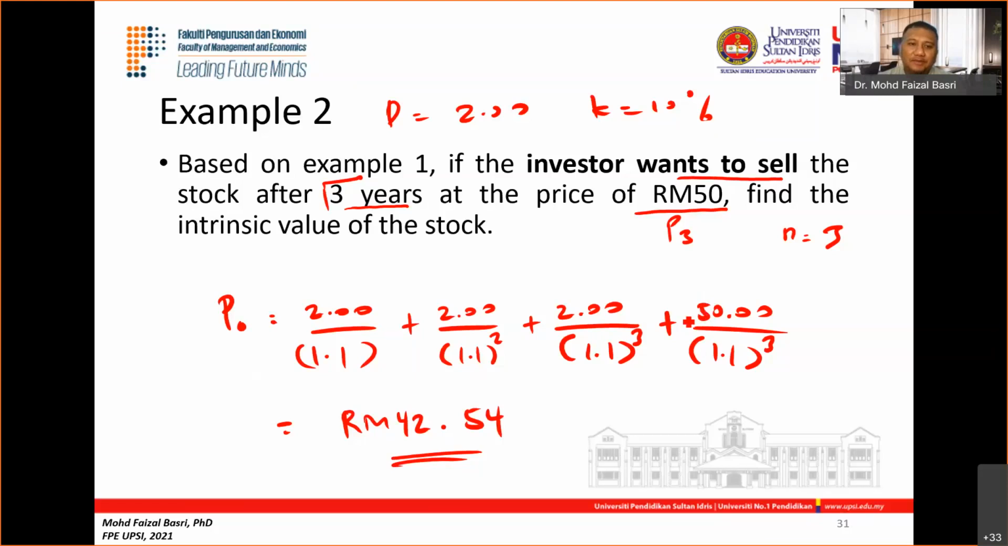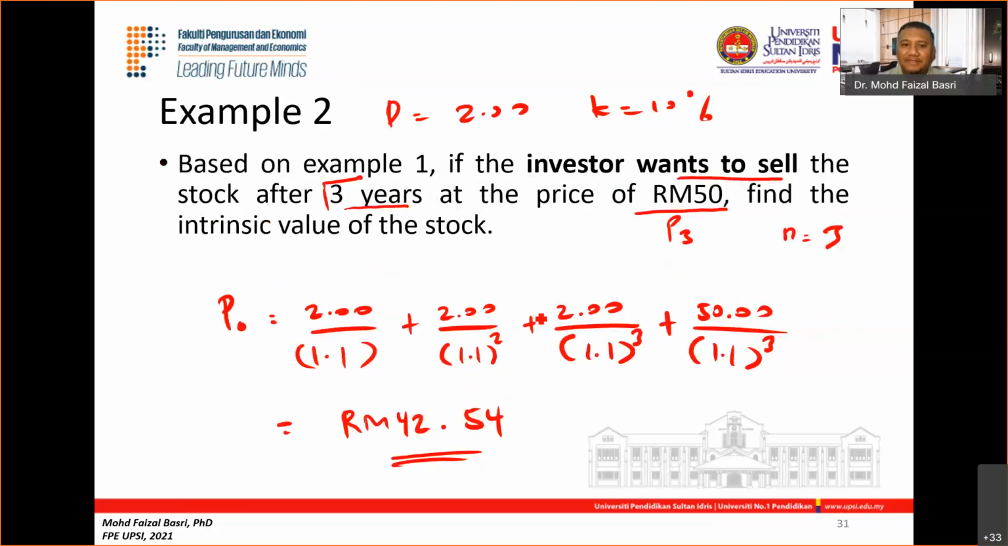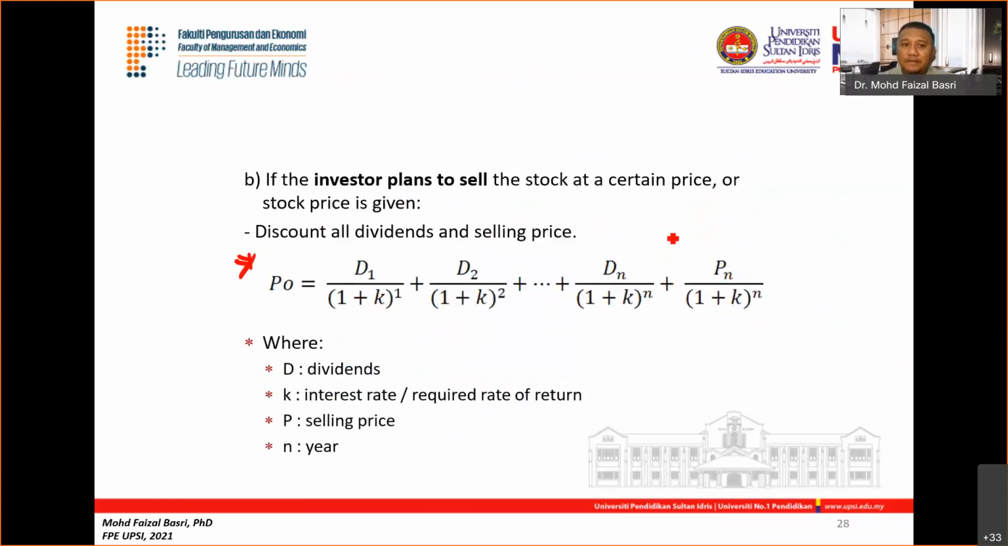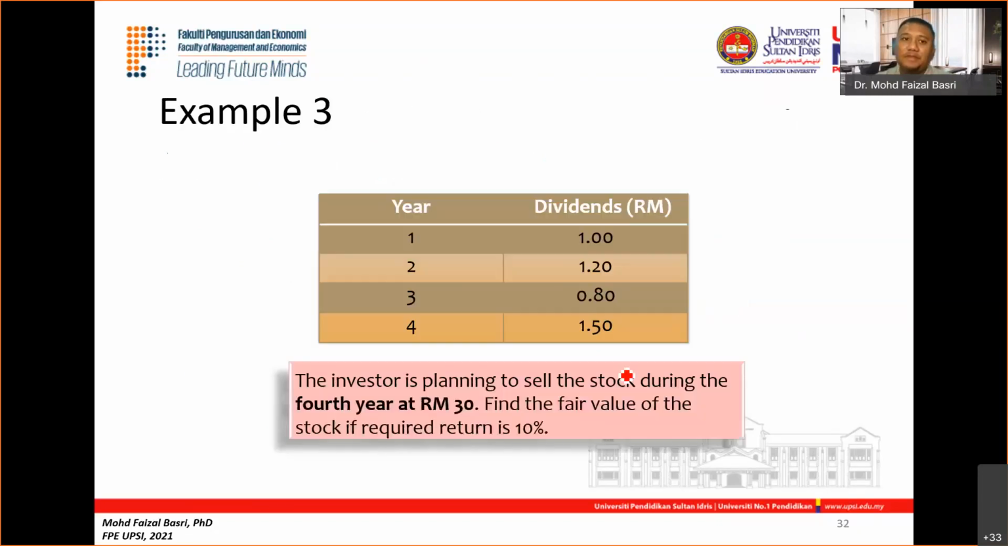Moving on to the second model. Okay, we're going to use the same formula, the very same formula here. But as you all noticed earlier, based on this one, we have different dividends every year. So that's our second model. Same formula, but not a constant amount of dividend, for example, like this one. The first year is RM1, the second year is RM1.20, the third year is 80 cents, and the final year, year number 4, is RM1.50. So we have 4 years of dividend. So N equals 4.